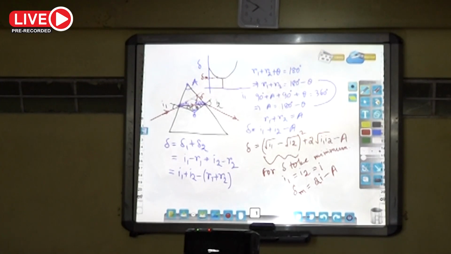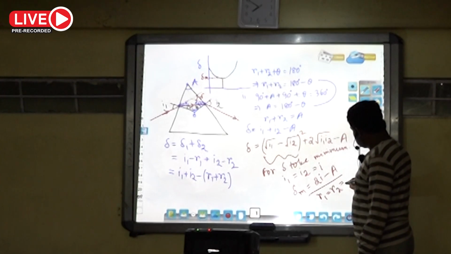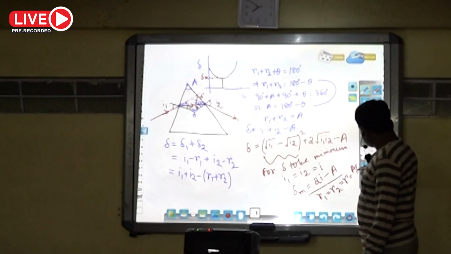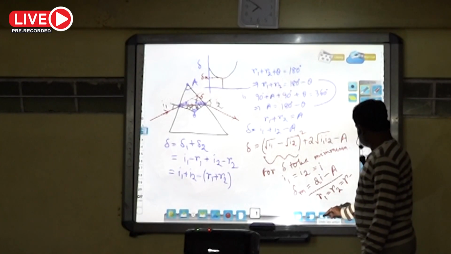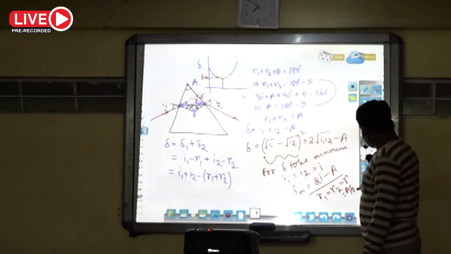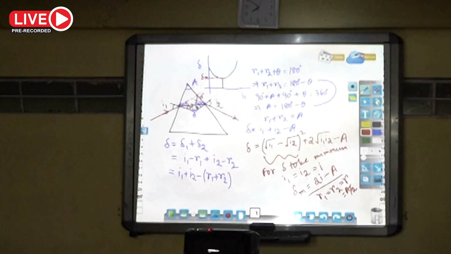Now, in this situation, when I1 equals I2, R1 is also equal to R2. I1 equal to I2 means R1 and R2 are both the same. In that situation, we can write R1 equal to R2 equal to R, which is equal to A by 2. Because earlier we wrote that R1 plus R2 equals capital A, but if R1 is equal to R2, we can write both of these equal to R. Then R1 plus R2 means 2R. 2R equals A, so R becomes A by 2 in minimum deviation.